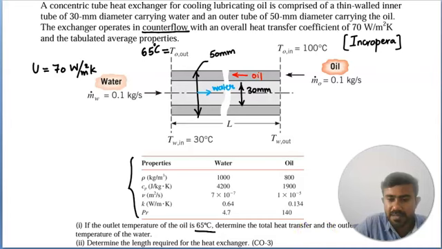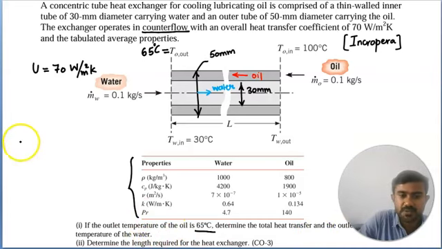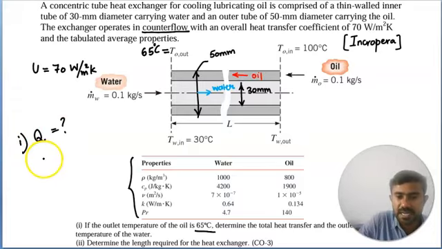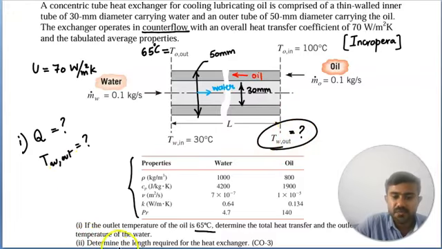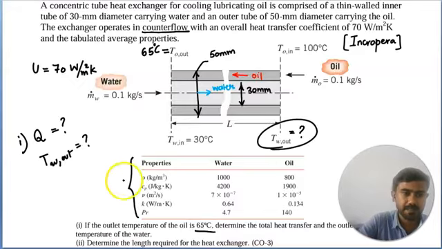Determine the total heat transfer and the outlet temperature of water. So you have to first find the heat transfer in the heat exchanger and you have to find the outlet temperature of water, T_w,out in their notations. Okay, so this is what you have to find. Secondly, you have to find the length required for the heat exchanger to operate. So how long should the heat exchanger be so that you achieve this heat transfer rate?